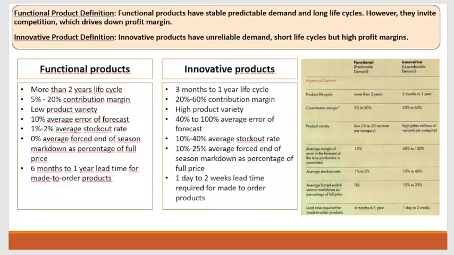So here you basically just want to be much more able to respond to the demand that you have, because for innovative products you don't really know what the demand is going to be like, and that's why it's hard to construct your supply chain for it.